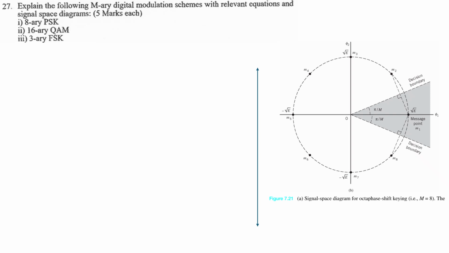Another question, the last question, is M-ary digital modulation with relevant equations. So they are asking about M-ary digital modulation techniques: 8-ary PSK, 16-ary QAM, and binary FSK, like that. Okay, so here is the signal space diagram. Again we have already discussed this; it belongs to QPSK in the fourth unit, right?